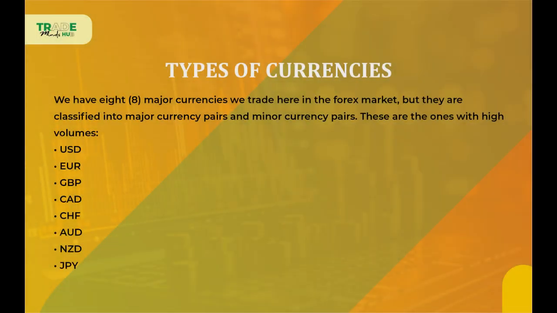Now there are types of currencies. Generally we have 8 currencies that are traded. This is not currency pairs, this is currency itself. So we have 8 traded currencies in the Forex market. When we get to currency pairs, it's differentiated between major currency pairs and minor currency pairs. But we'll focus on 8 currencies.